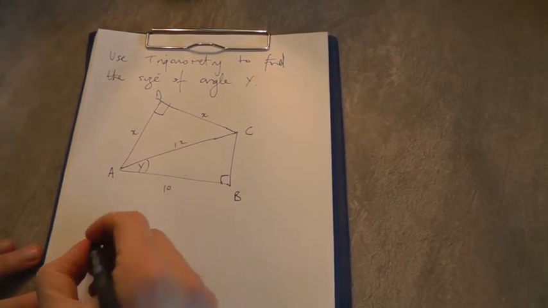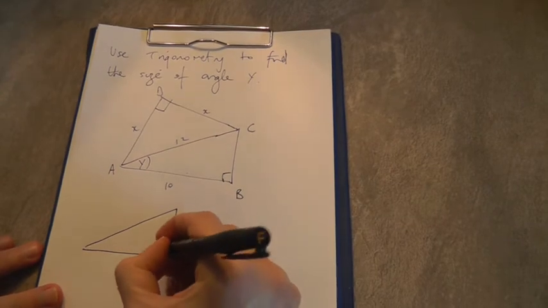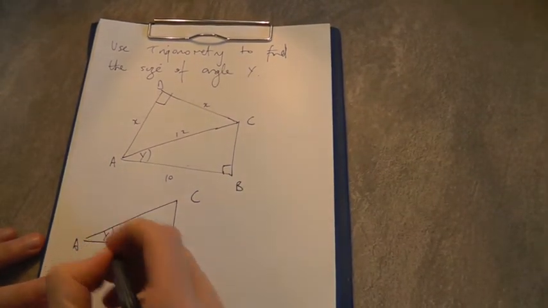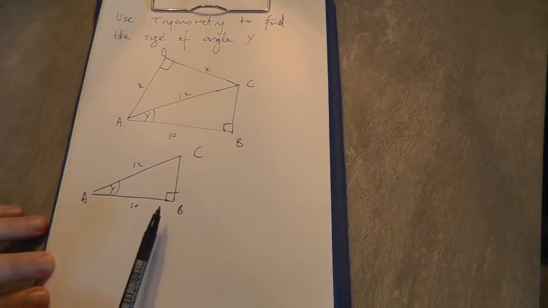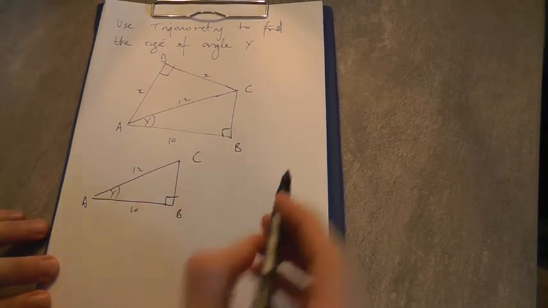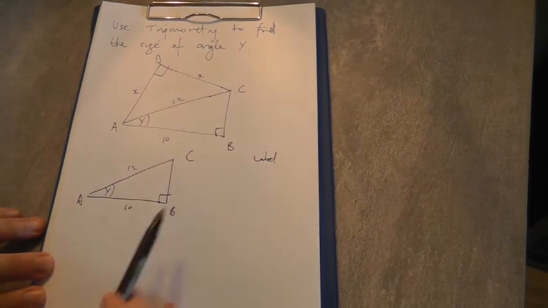So I'm going to draw the triangle just here, and as you can see, it's a right angle triangle, which is really important. Now, there's the triangle, it's right angled, and I'm going to go through my 4-step plan in order to find this angle here. So the first step is to label. I'm going to label the triangle here.